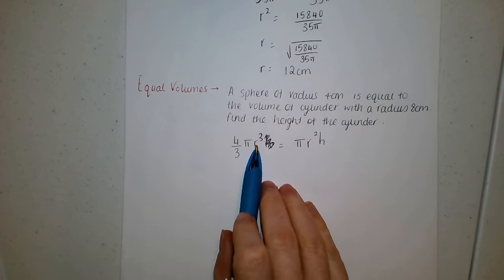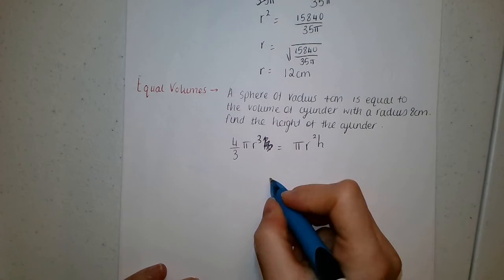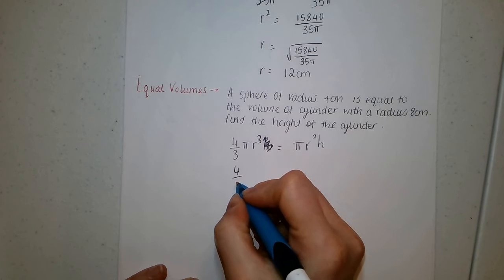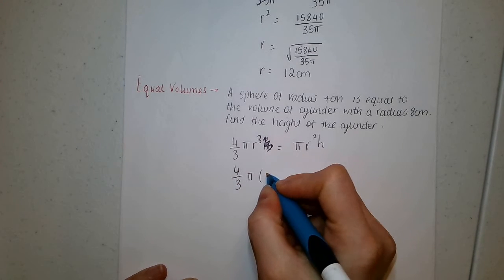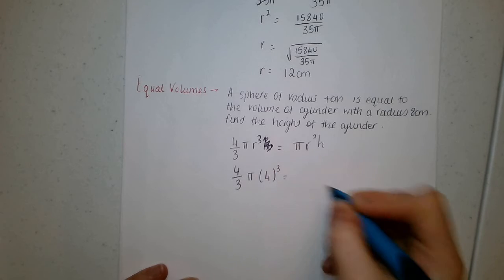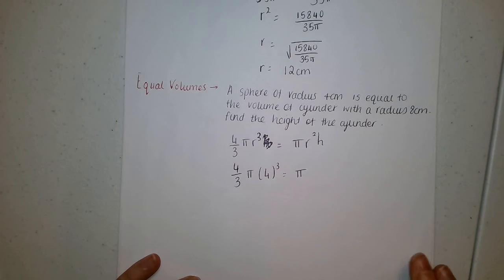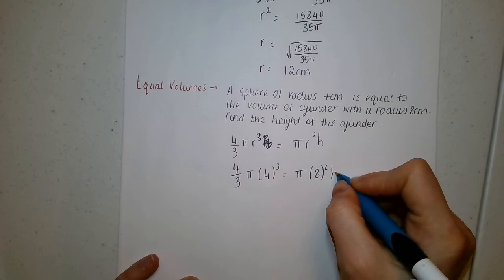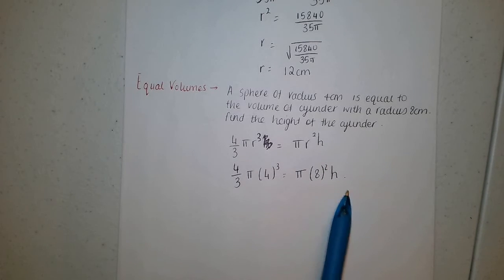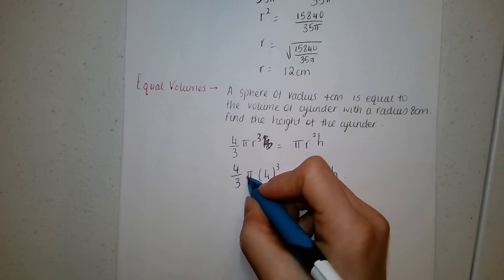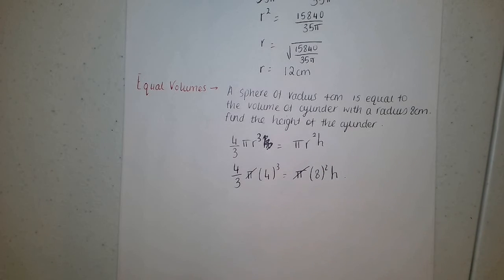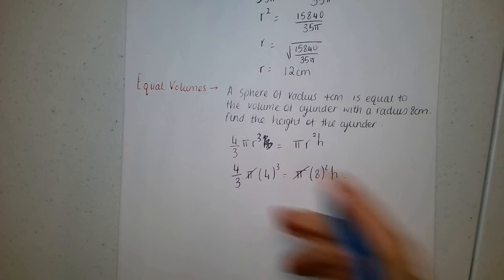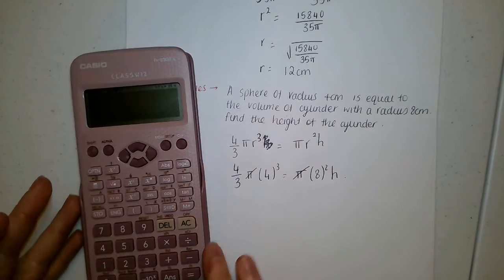The radius of the sphere is 4 centimetres, so we're going to sub that in. So you get 4 over 3 pi times 4 cubed. We know that the radius of the cylinder is 8 centimetres, so 8 squared h. At the end of this question we want h on its own, so we want to isolate h. To make the question a little easier, we can divide both sides by pi, and that will remove pi from both sides. So what we're left with then is 4 over 3 times 4 cubed.